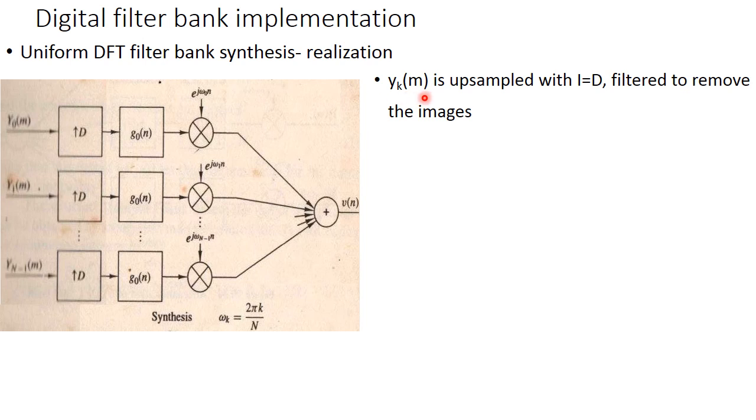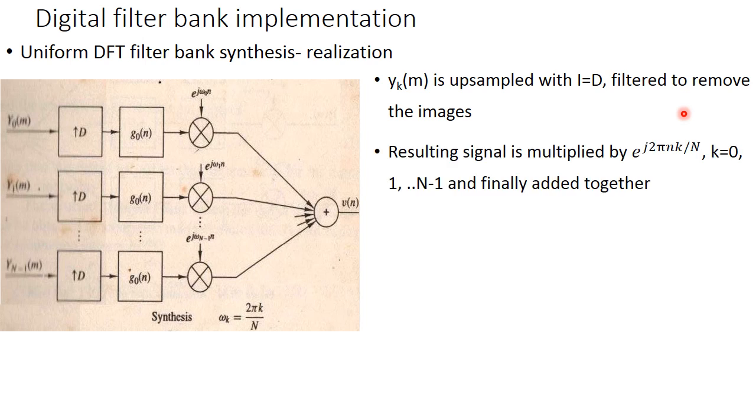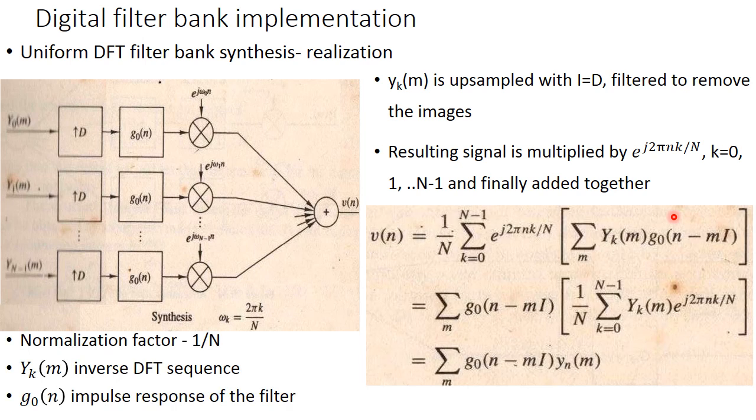Now the Yk of m, it is supposed to be capital Yk of m, is upsampled by I is equal to D, and it is filtered to remove the images, and the resulting signal is multiplied by e raised to j 2 pi nk by N, where k varies from 0 to N minus 1, and we add it together to get the time domain signal. So here is our expression for the time domain signal v of n.